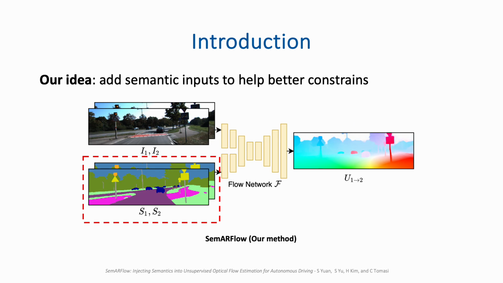Therefore, our idea is to investigate whether adding additional information, such as semantic domain knowledge, can help better constrain the model. Specifically, we use a separately trained, off-the-shelf semantic model to segment the input images semantically and add those inputs to the network. These new inputs provide prior knowledge about boundaries and motion patterns. We show in our experiments that this knowledge improves the unsupervised flow network significantly.